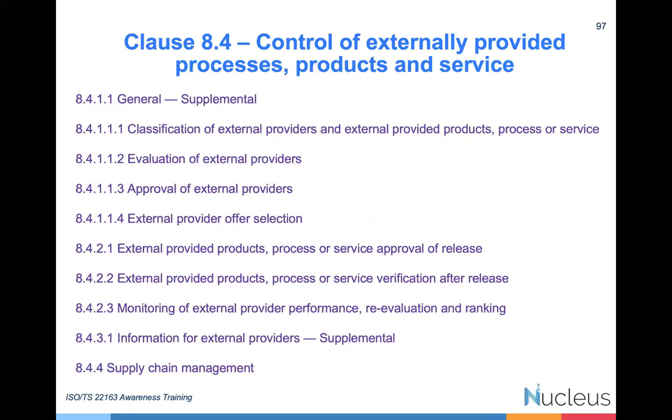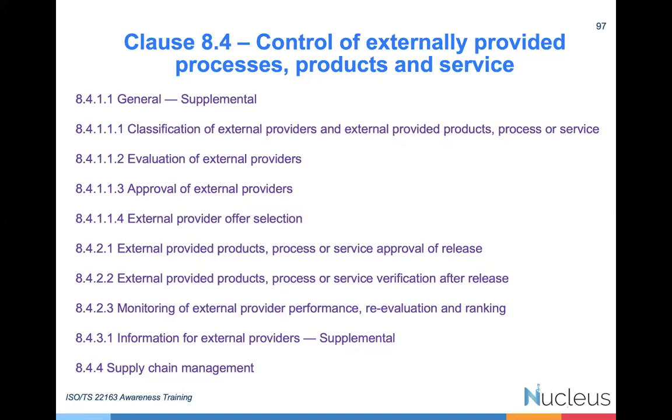How to classify your suppliers. We should have a process for it. Classify based on their criticality, lead time, cost, various aspects. Then how are we going to evaluate a supplier? How are we going to approve a supplier? Then on what basis are you going to select a supplier offer? Not just cost comparison, do some risk-based thinking here. Then on what basis are you going to approve them? And what controls do you have?